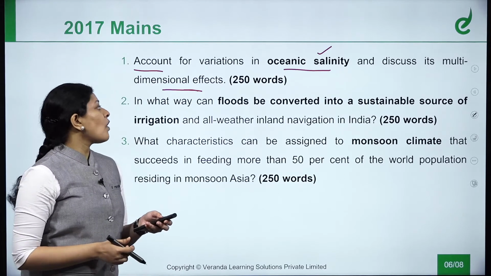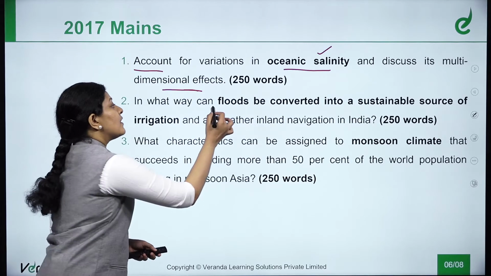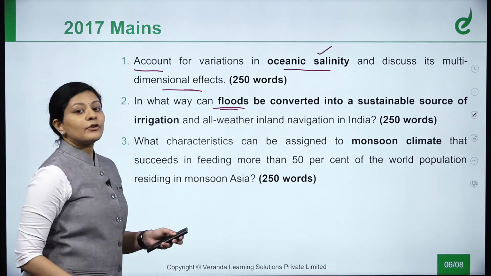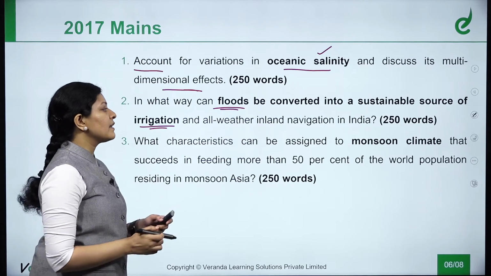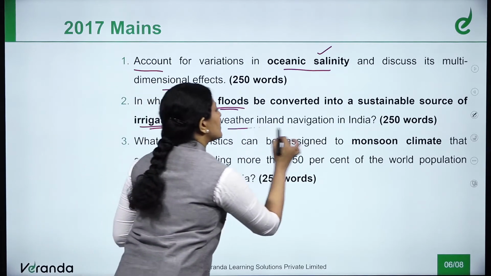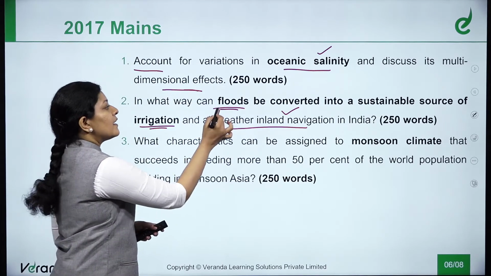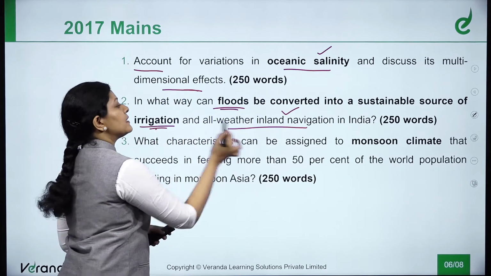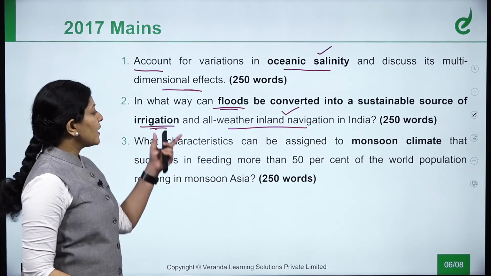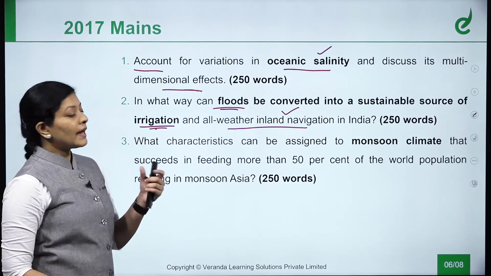The next question, in what ways can flood be converted into sustainable source of irrigation? See, flood is excess water. There are few places in India where there is lack of irrigation or not enough irrigation, and all weather inland navigation in India. Can you understand? Flood to be converted into sustainable source of irrigation and inland navigation. They are asking the excess water to be converted into irrigation plus inland navigation.